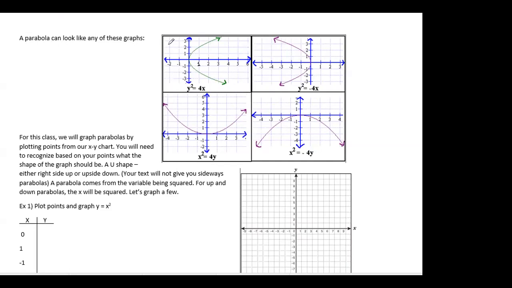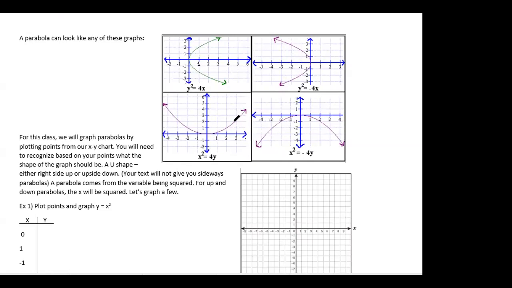So here we go. A parabola can look like any of these. It can be sideways. We won't be doing the sideways ones this time, but that's if Y is squared. The ones we will be doing is if X is squared. So if X is squared, with any kind of number or anything with the Y's or the X side, then you're going to get either a right side up U or an upside down U, like a rainbow.